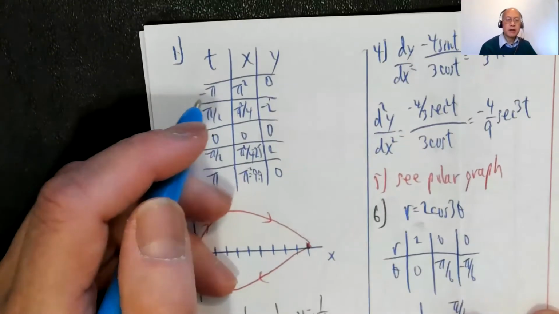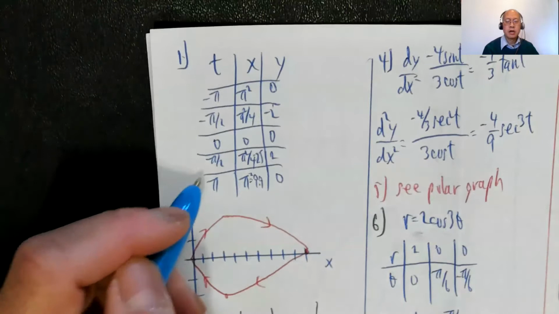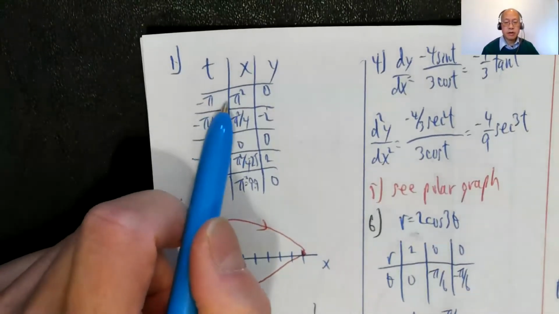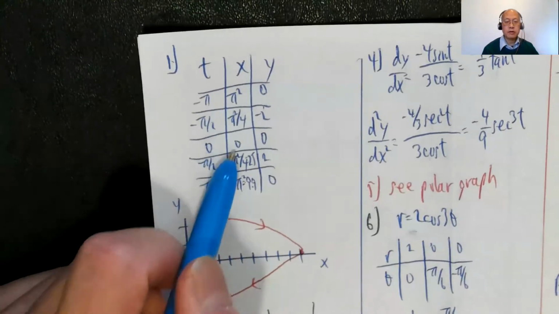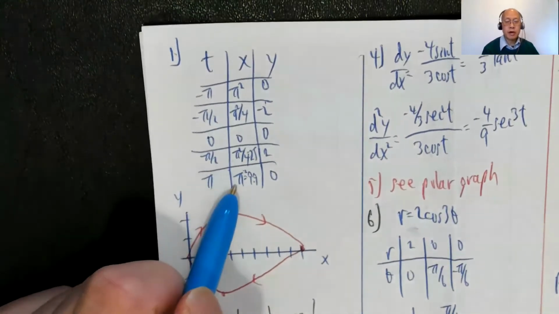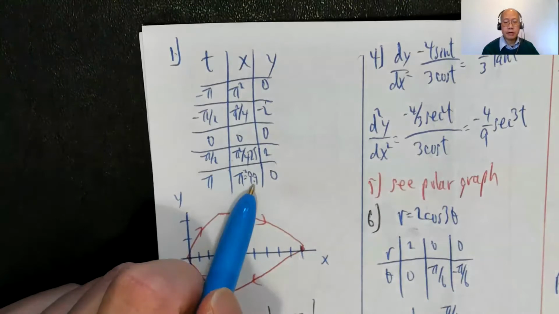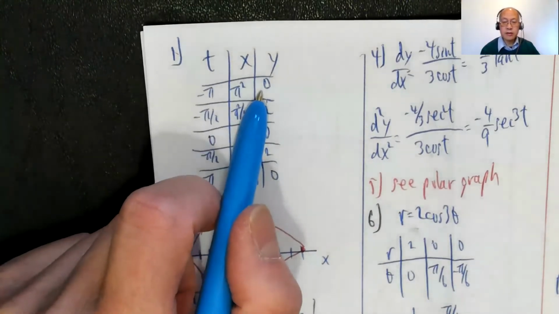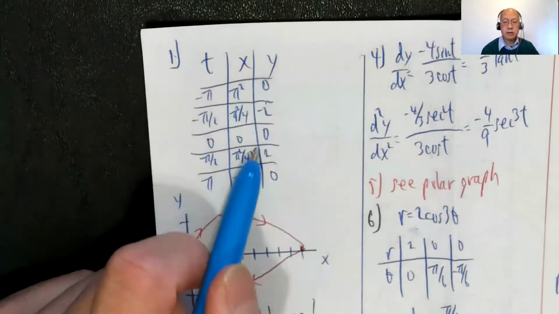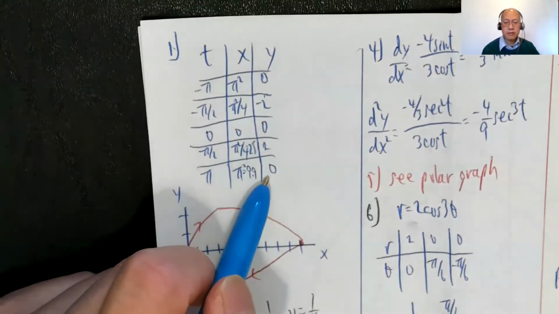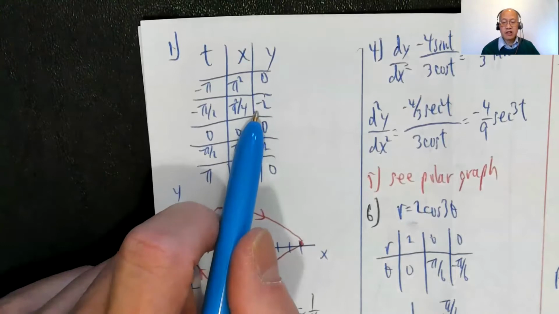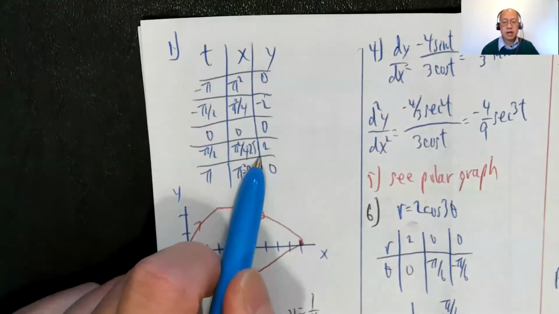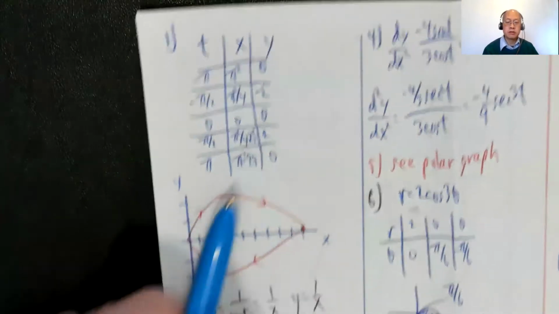So I made a little table: negative pi, negative pi over 2, 0, pi over 2, pi. X is t squared, so it's pi squared, pi squared over 4, 0, pi squared over 4, pi squared, which is about 9.9, roughly 10, 2.5. And y is 2 sine of t. Sine of negative pi is 0, sine of 0 is 0, sine of pi is 0, sine of negative pi over 2 is negative 1, times 2 is negative 2, sine of pi over 2 is 1, times 2 is 2.